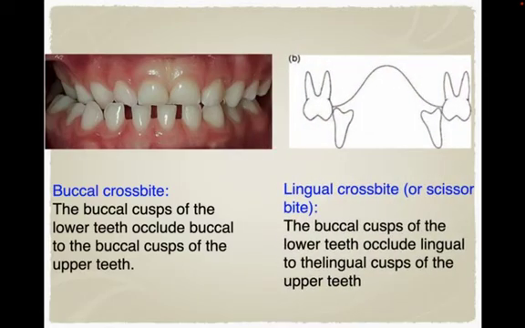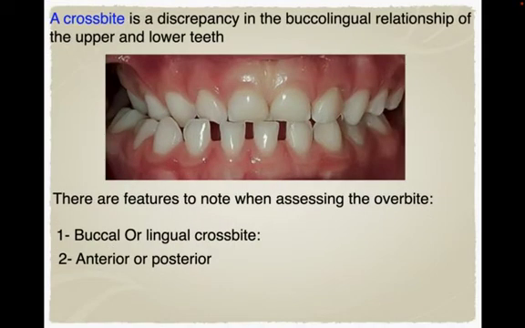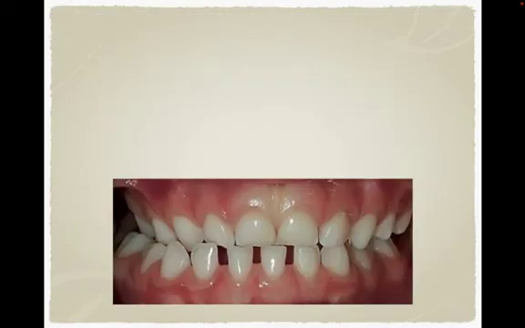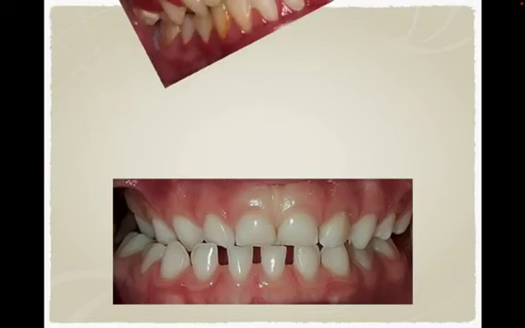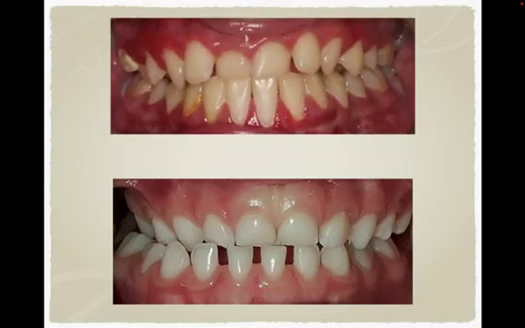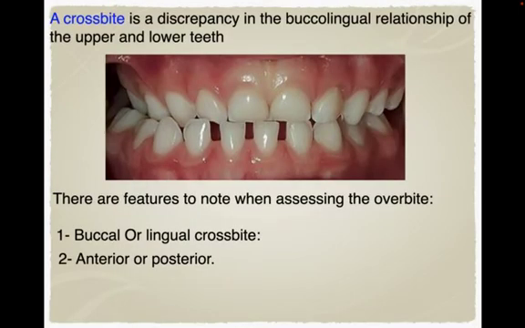While if the buccal cusp of the lower is occluding palatal or lingual to the palatal cusp of the upper, that's called a lingual crossbite or a scissor bite. Remember that the reference is usually the lower arch, so that's how we describe it, buccal or lingual. Then you have to mention if it's anterior or posterior. Here, this involves the posterior teeth, so that's called a posterior crossbite. While sometimes it involves the anterior teeth, so we call that an anterior crossbite.